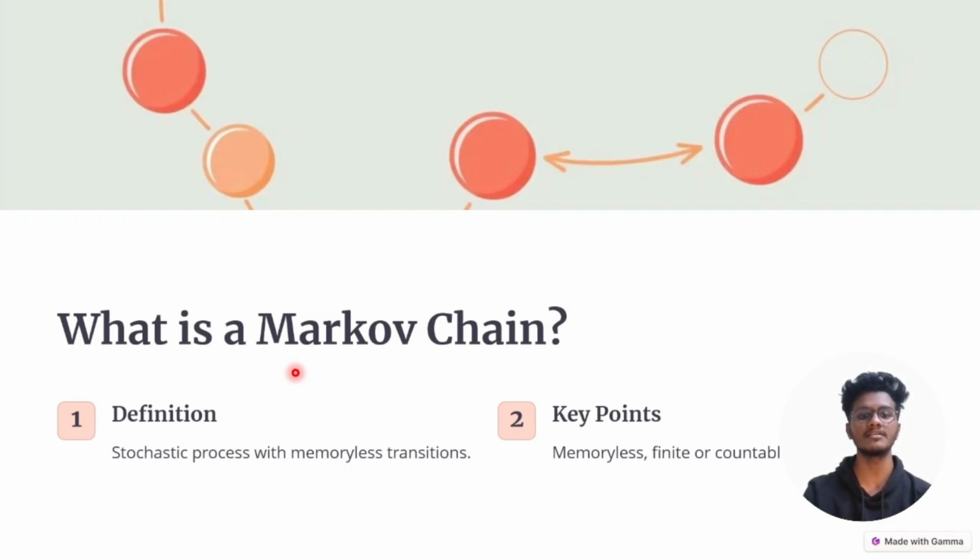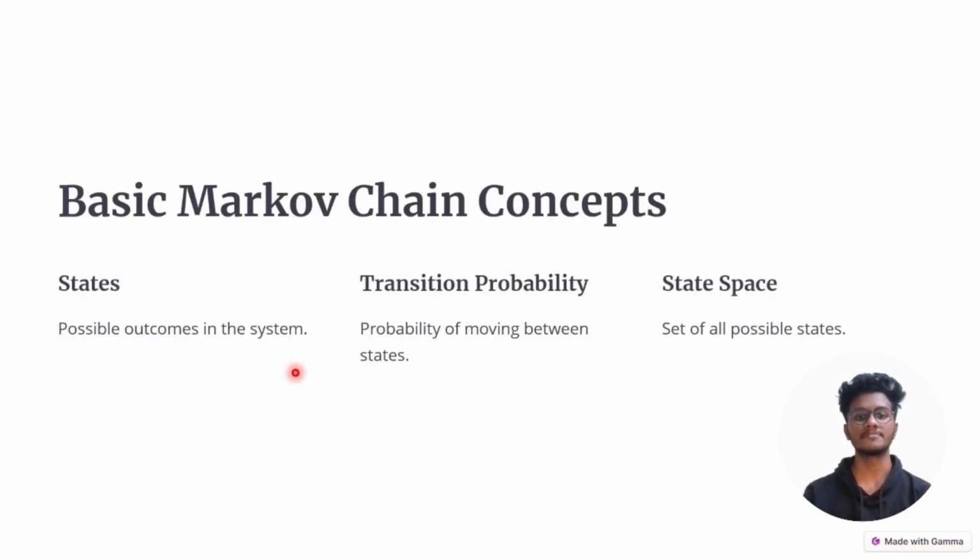Basic concepts and terminologies in Markov chain. States: the possible condition or situation in which a system can exist. Transition probability: the probability of moving from one state to another. Transition matrix: a matrix that shows the probability of moving from each state to another state.